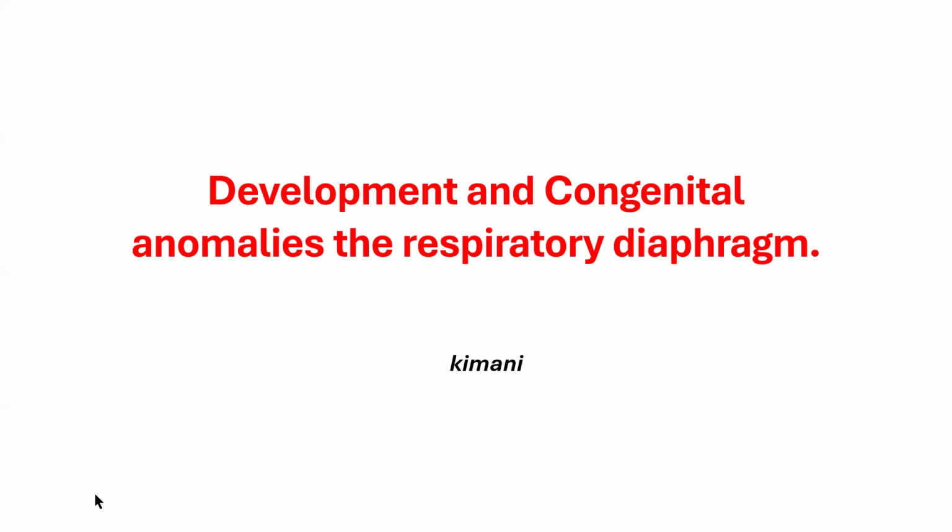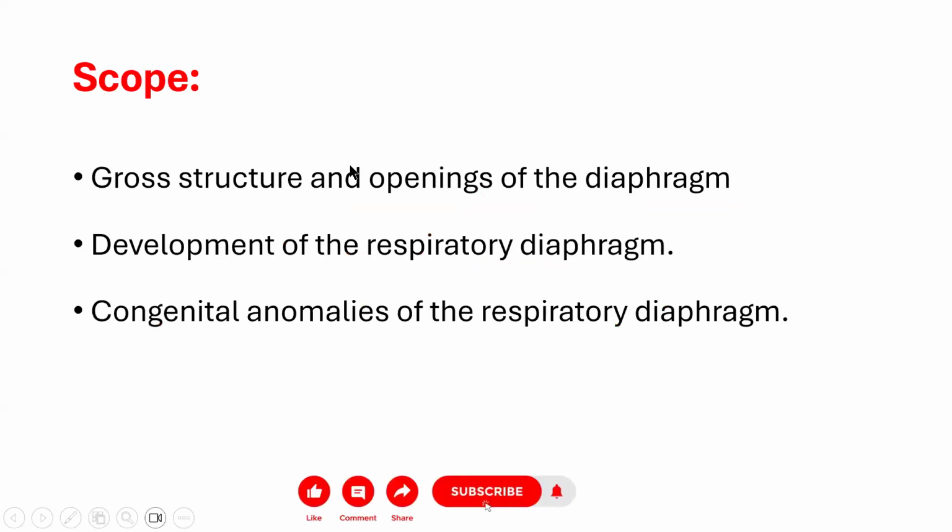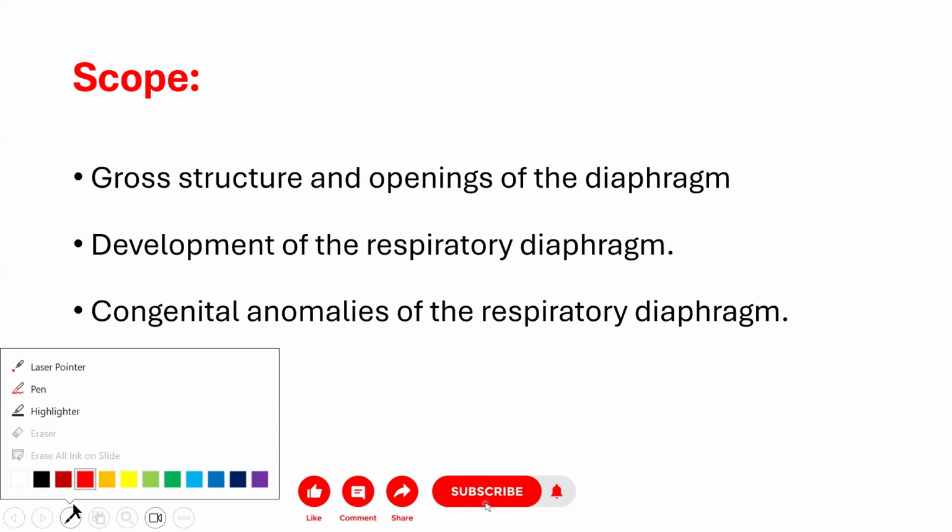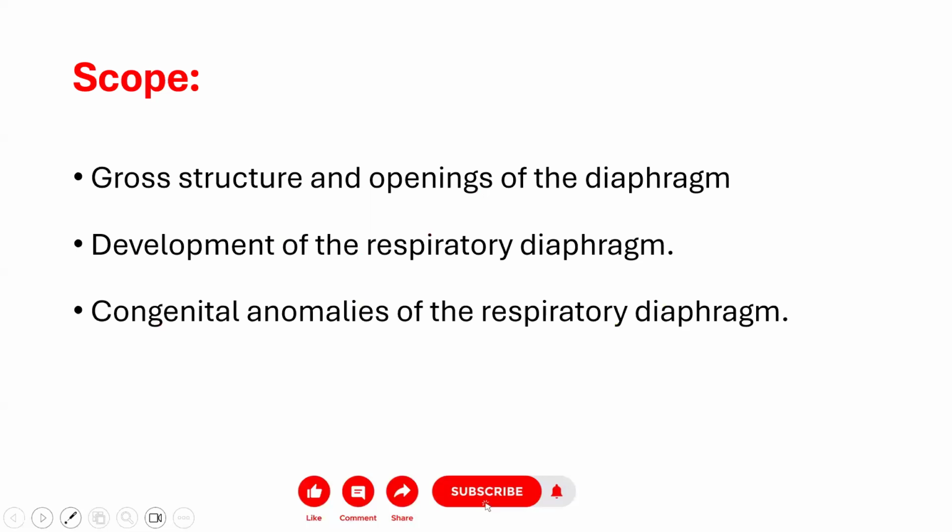So what are our objectives for the session today? Our objectives will be trying to see the gross structure, some of the major openings of the diaphragm and also some of the minor openings of the diaphragm. Also, we'll try to see the development of this respiratory diaphragm, and then we'll also try to appreciate some of the congenital anomalies of the diaphragm. So let's do this.